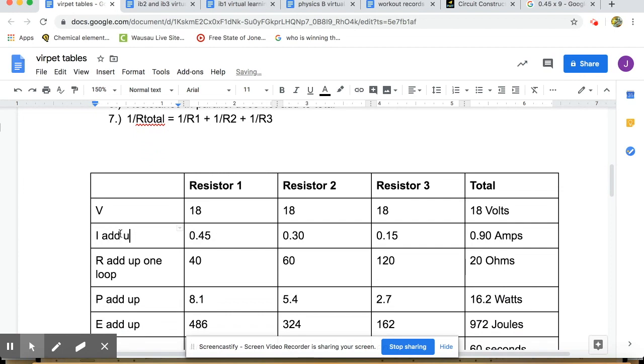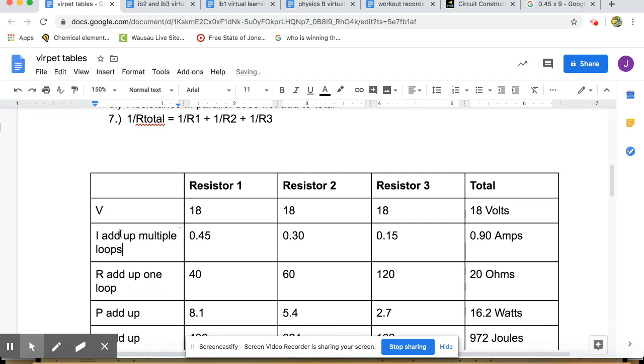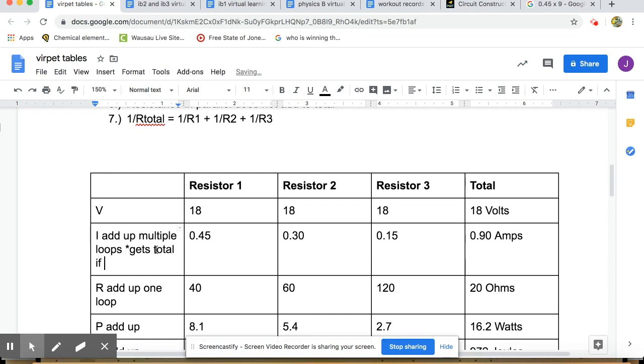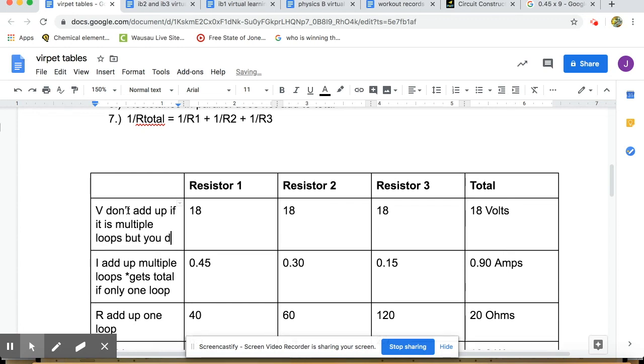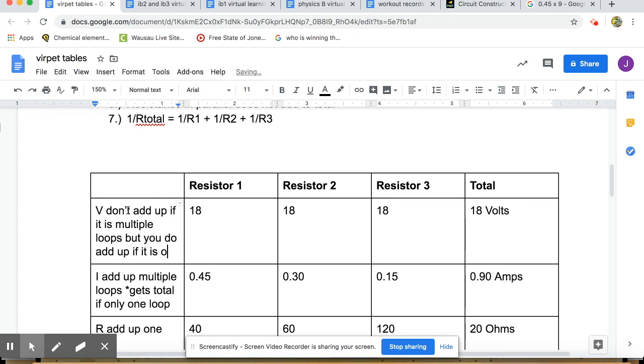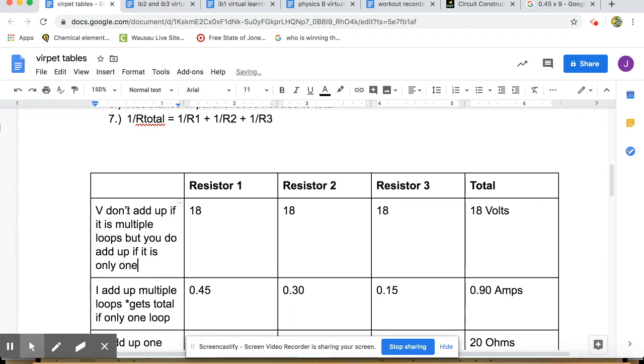This one, you add up if it's multiple loops. This one had multiple loops, so it added up. If there's only one loop, then they just get the total. So it gets the total if only one loop. This one, you don't add up if it is multiple loops, but you do add up if it is only one loop, like in that first example.